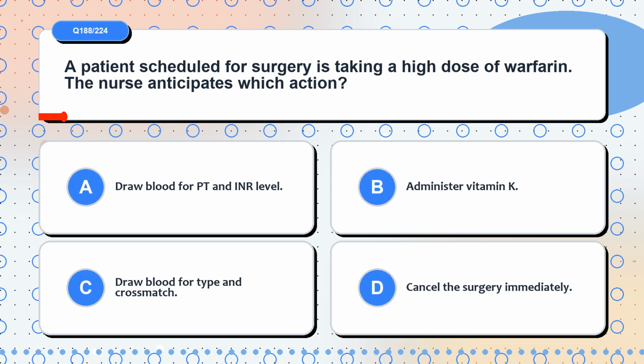Question 188. A patient scheduled for surgery is taking a high dose of warfarin. The nurse anticipates which action? Here are the options. Option A. Draw blood for PT and INR level. Option B. Administer vitamin K. Option C. Draw blood for type and crossmatch. Option D. Cancel the surgery immediately.